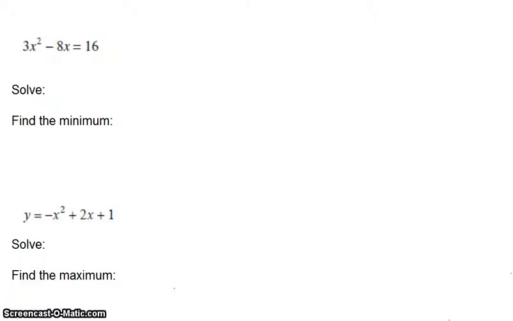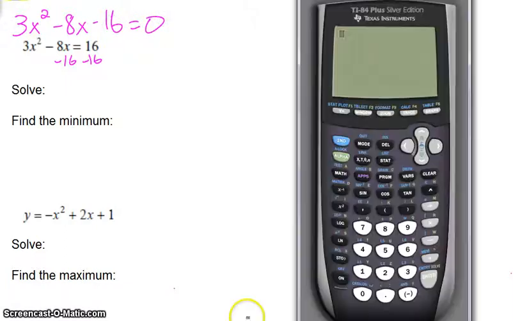So first things first, we need to make sure that our equation is either equal to a y, an f of x, or g of x, or any one of those, or it's equal to 0. In this first one, we're not. We're equal to 16. But we can easily move over that 16, get it out of our way, and our new rewritten equation is 3x squared minus 8x minus 16 equals 0. Now we're able to plug it into our calculator.